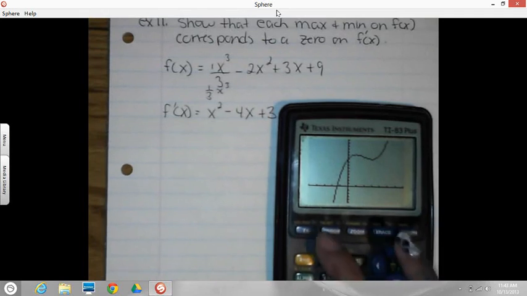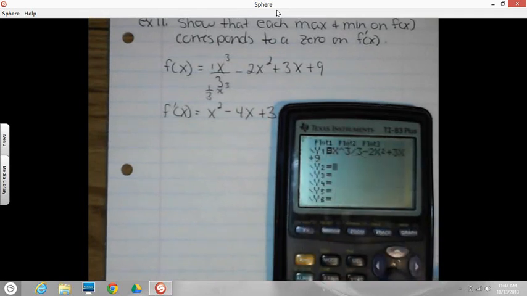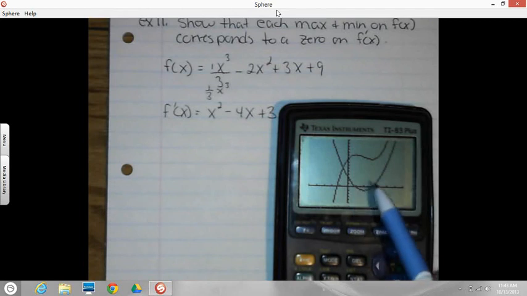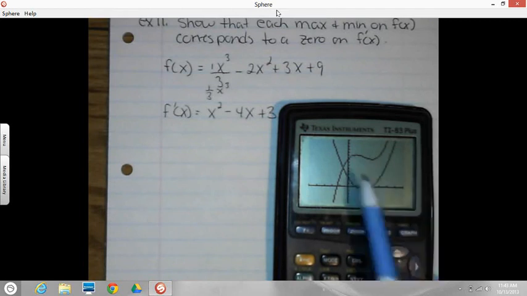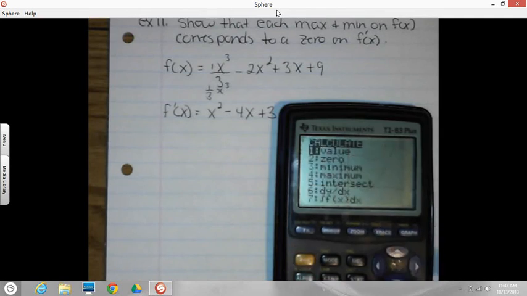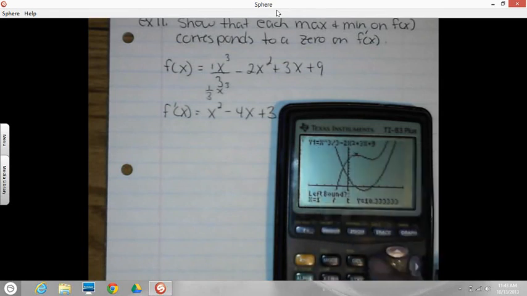Then we're going to graph y equals the derivative equation, x squared minus 4x plus 3. Okay, these two zeros should correspond to that max and that min. So let's do that. We'll second calc. Maximum is what we're trying to find. I'm on y1. Let me get to the left. Enter. Get to the right, enter. Go back. So it's a max when x is 1.